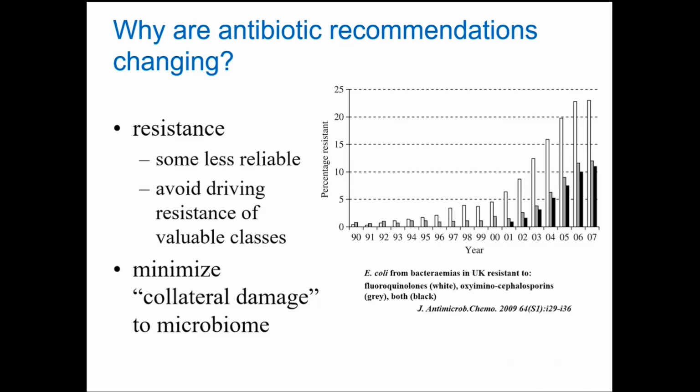There's also an increasing sensitivity to minimizing what we call collateral damage to the microbiome. So we have a lot of intestinal bacteria, of which I'm sure many have heard about. And in many cases, those do good things. They do favorable things for the patient. So we'd like to prescribe antibiotics that leave the good bacteria in a patient relatively intact, and direct our treatment just to the urinary tract itself. And so these are reasons antibiotic recommendations have changed and likely will continue to change into the future.